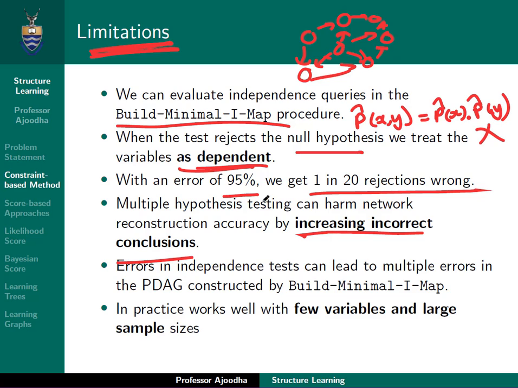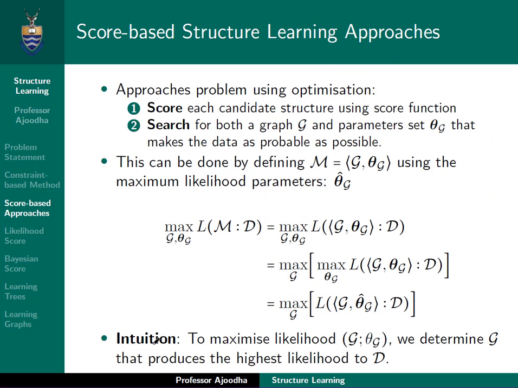And even with a very high percentage like this, 95%, you still get 1 in 20 wrong, which means that when you just added a few variables and you've done 20 independence tests, one of them could have been wrong. All right. So in other words, when we have very few variables, this kind of approach is preferred. When we have very complicated structures with many variables, then we don't generally use constraint-based structured learning.